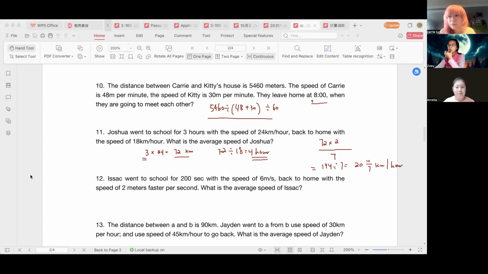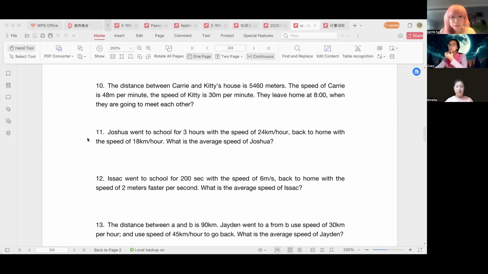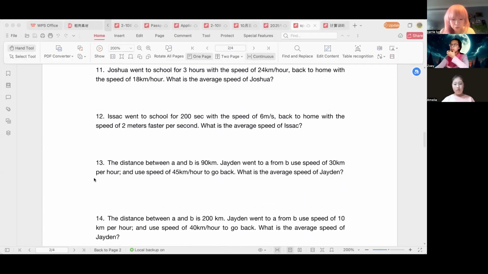Clear, Zoe? Clear, Amelia? Okay, so let's take a look at number 12. Amelia, could you read the question for me? Isaac went to school for 200 seconds with the speed of 6 meters per second, then back home with the speed of 2 meters faster per second. What is the average speed of Isaac? Okay, so number 12 and number 11 are similar, but not exactly the same. Okay, let's take a look.